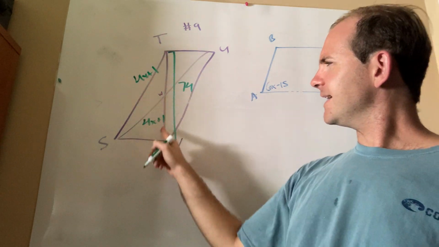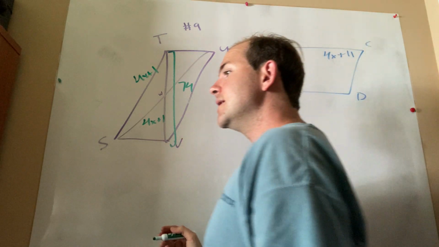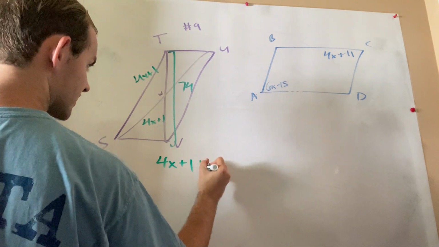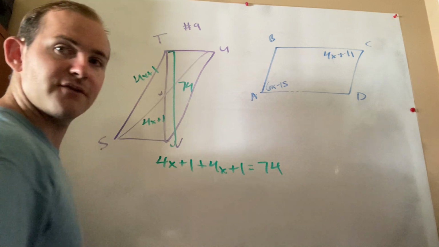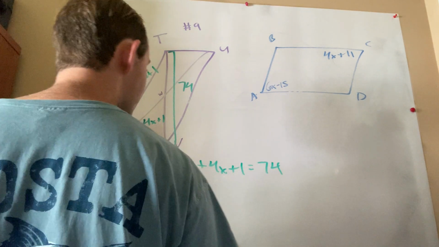Now, if I were to combine these together, what would I get? Like, how long is it? It's 74. So my equation in this case then is actually 4x plus 1 plus 4x plus 1 equals 74. It's actually a segment addition problem dating back to unit 1.